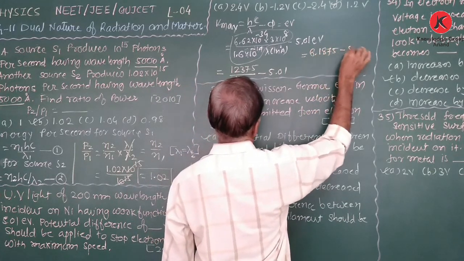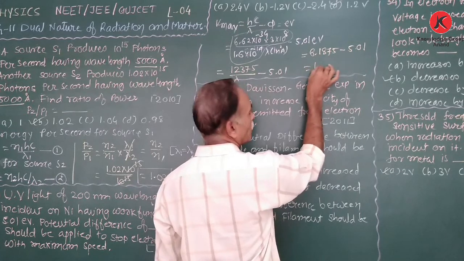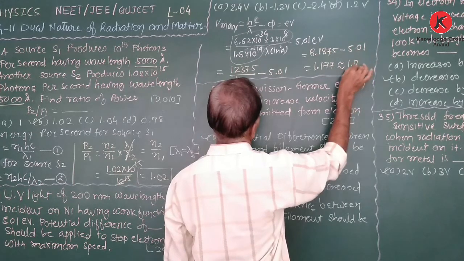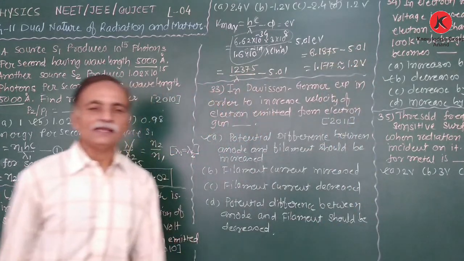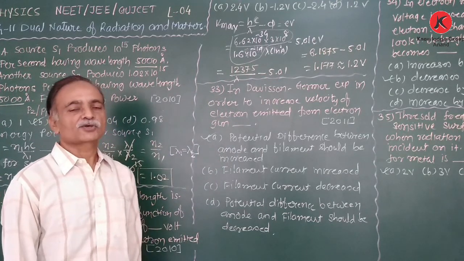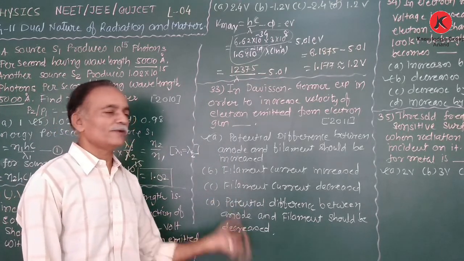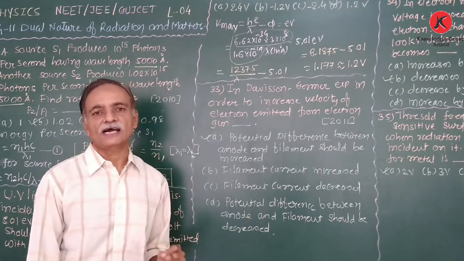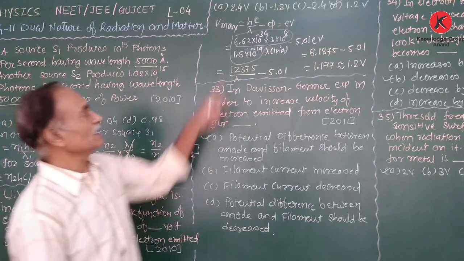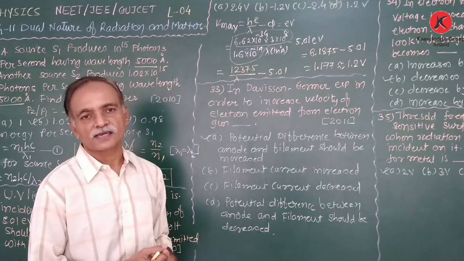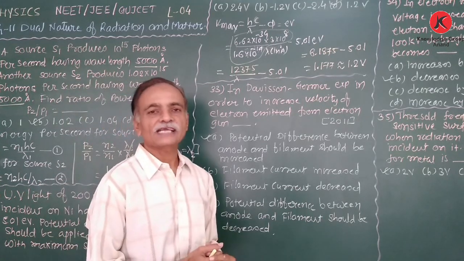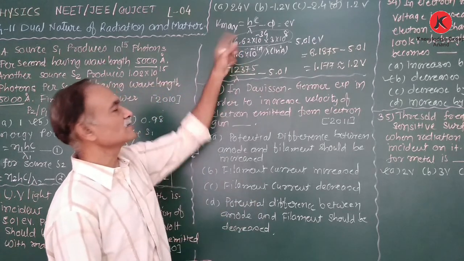6.1875 minus 5.01 is equal to 1.177, approximately 1.2 volt. As we apply the potential difference of 1.2 volt, no photoelectron can reach the collector after the emission with the maximum kinetic energy. Actually, this is Einstein's equation: maximum kinetic energy is equal to eV0 is equal to hf minus phi, and f is equal to c by lambda.